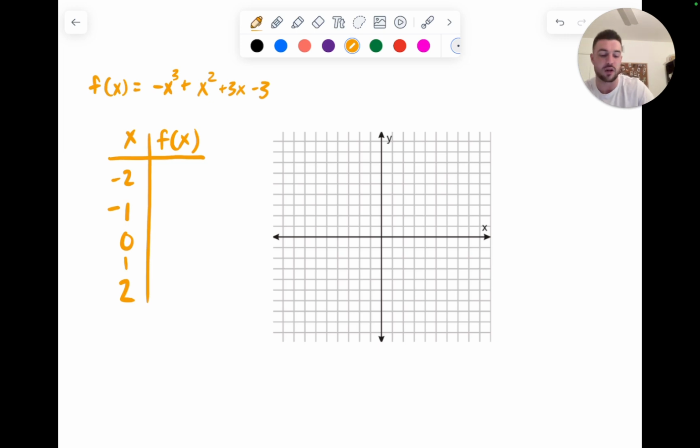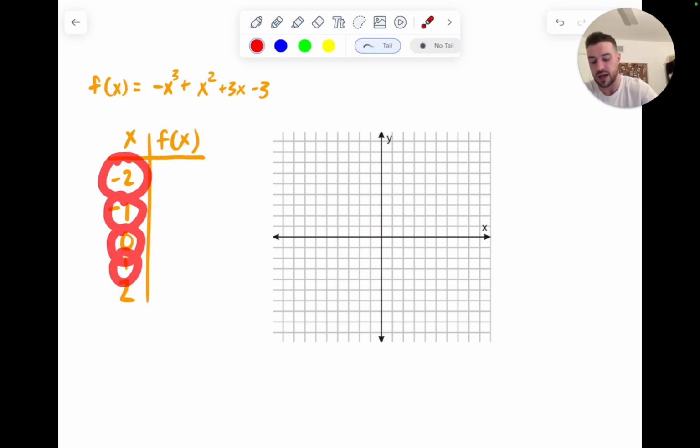Some people like to only use 3 values, such as these x values right in the middle, which is okay, but with 5 we get a little bit more of an accurate representation of what this polynomial is going to look like, so that's what I like to do. So what I'm going to do is take each of my x values and evaluate the function f of x for each x value.